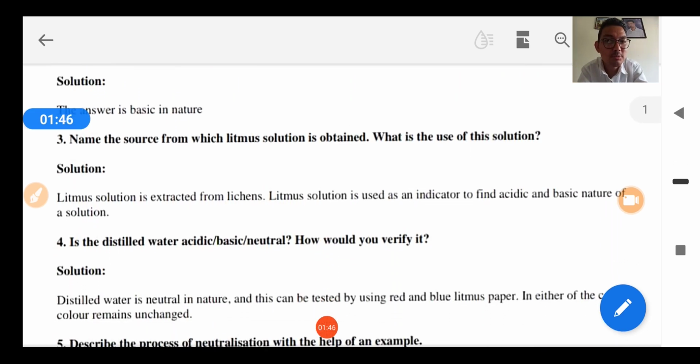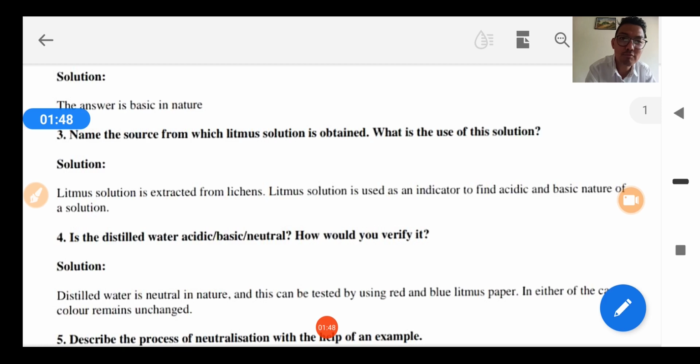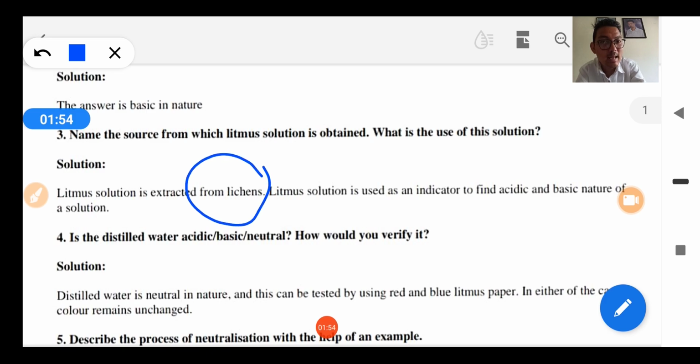Now coming to question number 3, name the source from where the litmus solution is obtained and what is its use. See, litmus is obtained from lichen, and lichen is the symbiotic association between alga and fungi, and it is found in mountainous regions on the surface of rocks. And litmus acts as an indicator which is used to find the acidic and basic nature of a solution.